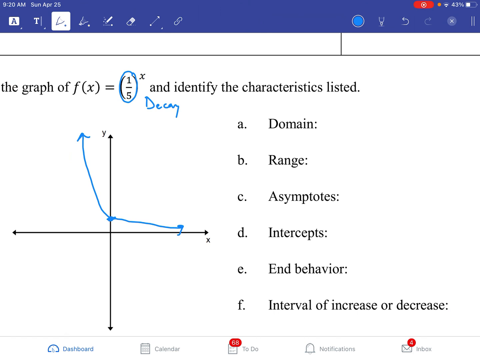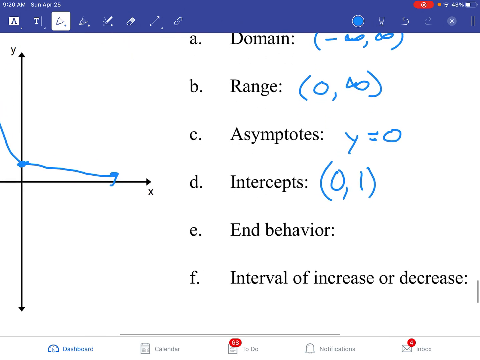For your domain, the x terms that exist in this graph, well, it's all of them, so negative infinity to positive infinity. For the range, the y values that exist in this graph, it doesn't go below the x-axis, so we're going to go from 0 to positive infinity. Notice that the 0 is not a bracket because it doesn't touch the x-axis. It gets close to it, but doesn't actually include it. Your asymptote is that x-axis that you can't cross. It's y equals 0. Your intercepts: you only have one because there's no x-intercept. There's only a y-intercept, and it is at 0, 1.